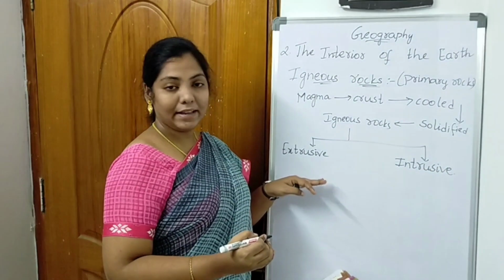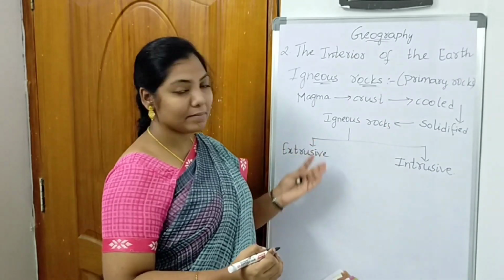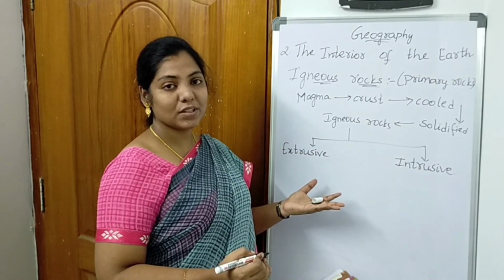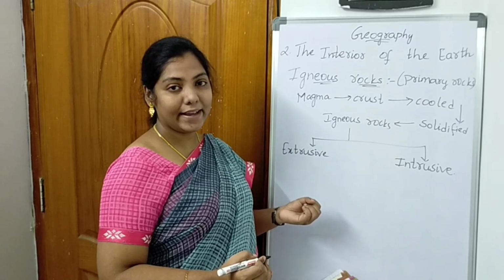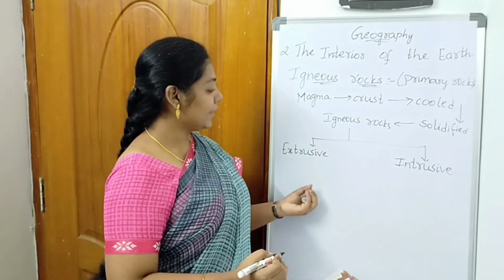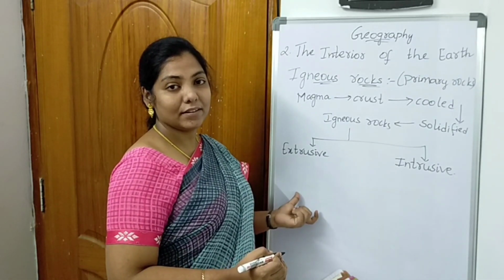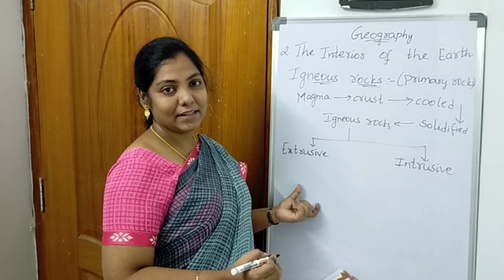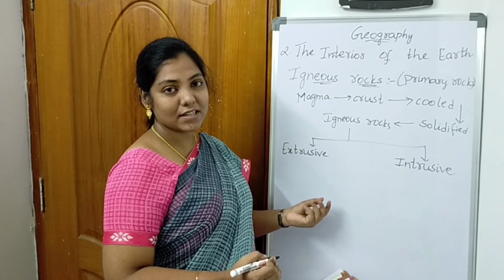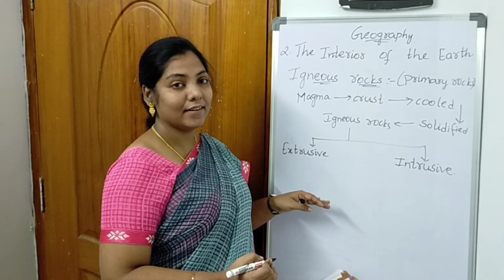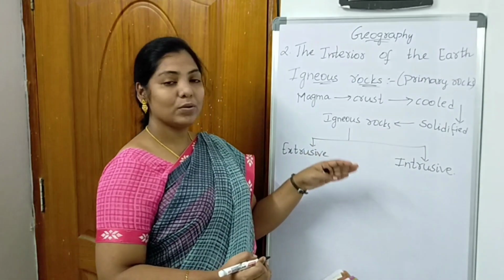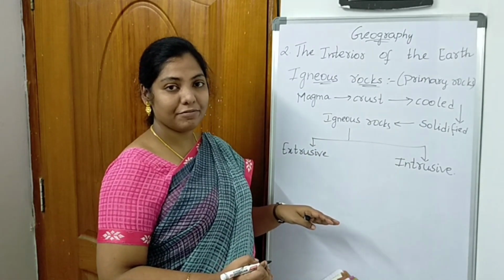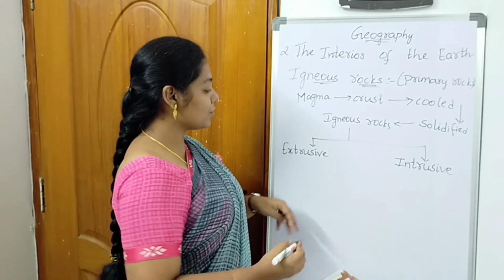Extrusive rocks are formed when the magma that is there in the mantle layer has risen up to the earth's crust due to volcanic eruption. Due to volcanic eruption, what happened? The magma which rose up to the earth's crust, which we call lava, gets cooled down there, solidifies, and thus forms extrusive rocks.